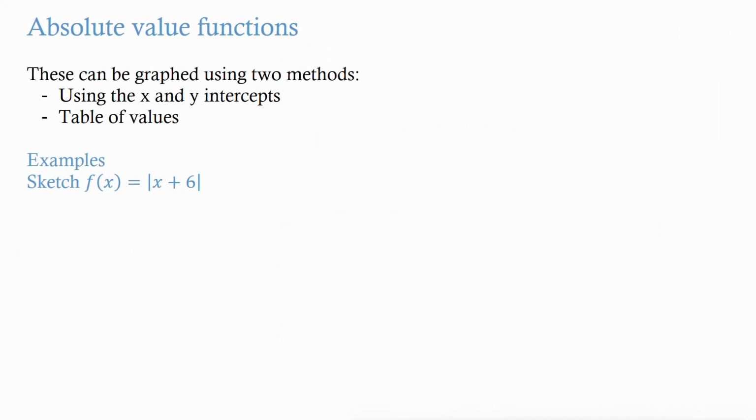In this video, we're looking at absolute value functions. So we can graph these using two methods. The first one is using the X and Y intercepts, and it's fairly quick. But the second one is what I would call the foundational skill for all graphing, which is the table of values.